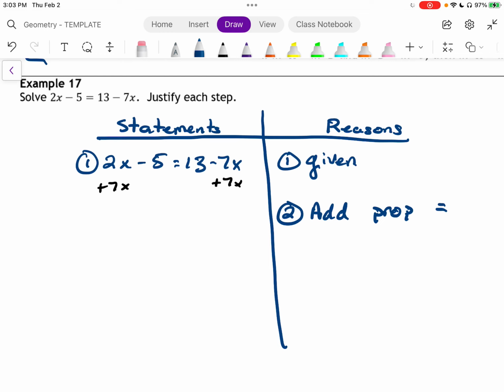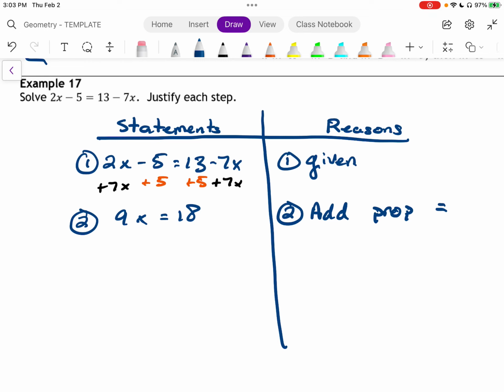And you can do as much as you want as long as you're using the same property. So I'm not only going to add the 7x's, I'm going to add the 5 over. This will give me 9x equals 18. Okay. Now, if you didn't want to do all that in those steps, you would just have two different steps. Step 2 and step 3 would both be the addition property.